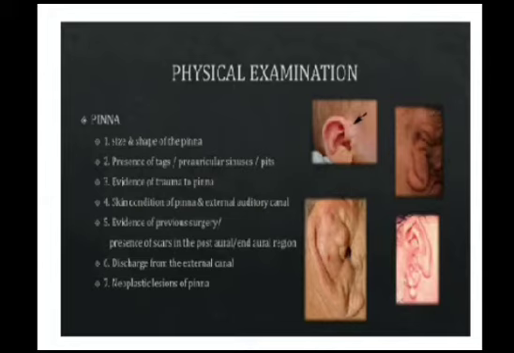and whether there is any presence of tags or pre-auricular sinuses, and also look for evidence of trauma to the pinna, whether the skin condition of the pinna and external auditory canal is normal or not, evidence of previous surgery, whether the patient had a surgery or not, whether there is any discharge from the external canal, and also look at the neoplastic lesions of the pinna.